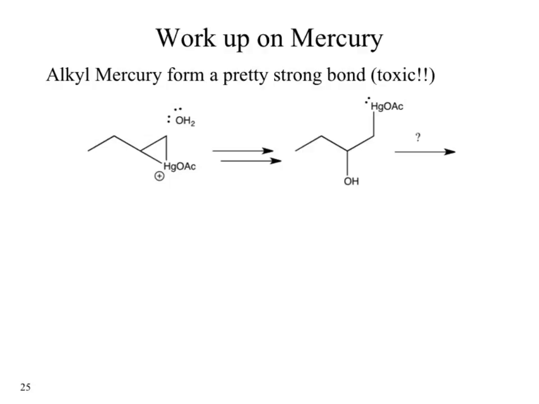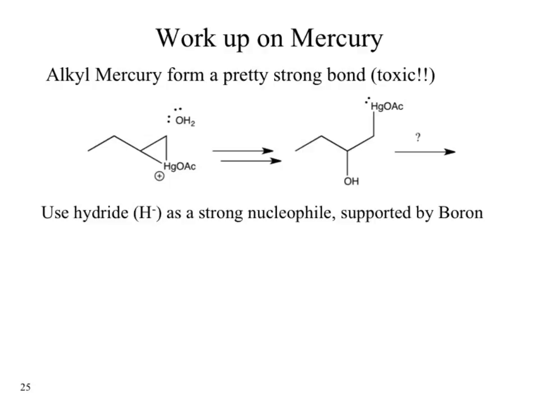Okay? To force that bond to break open, we end up using hydride to force that mercury off. Okay? The only way we can stabilize the hydride as a strong nucleophile is to attach it to another atom that is willing to somewhat share those electrons temporarily, but is happy enough to let the electrons go. The only atom that will do that is boron, and that is kind of where we're stopping today.